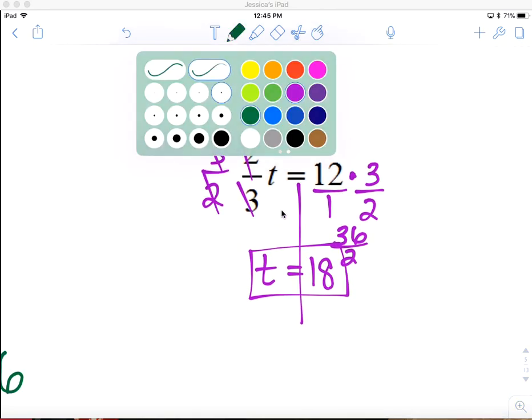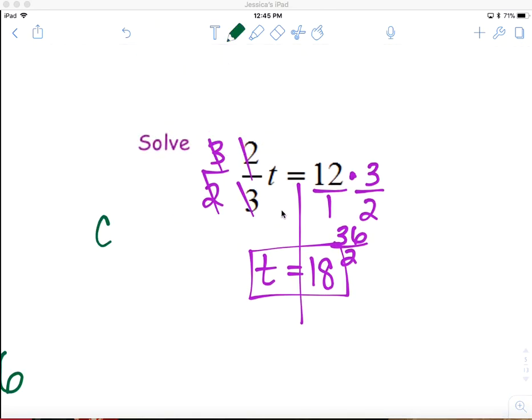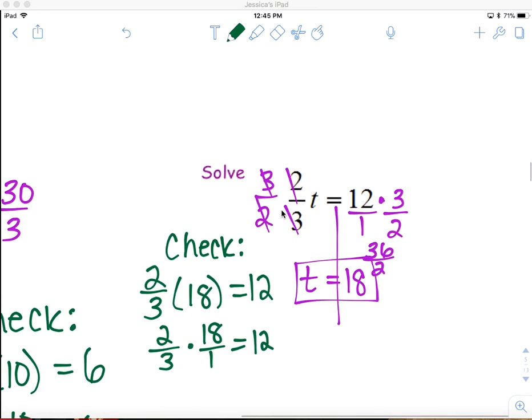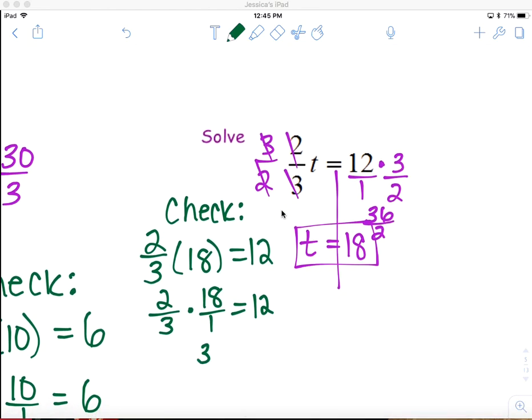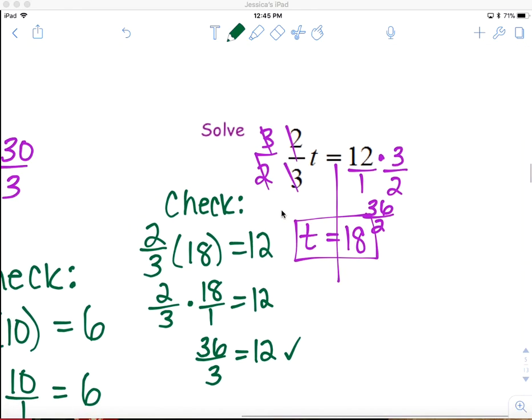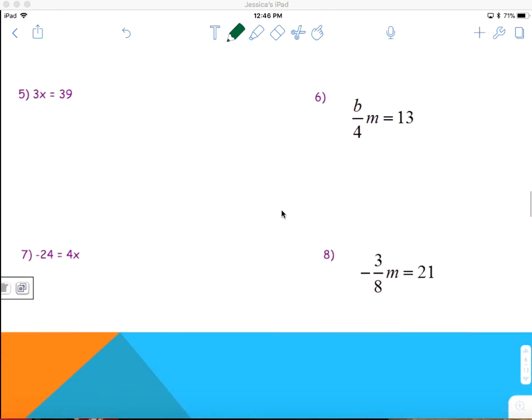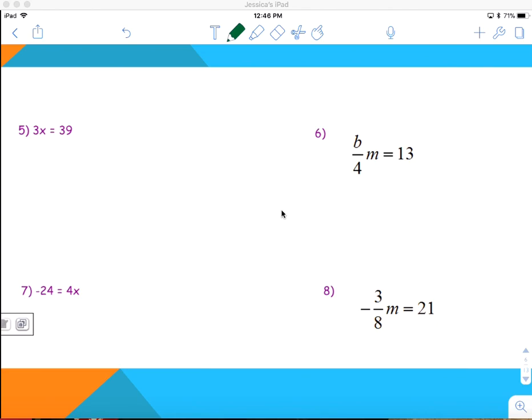To check this, I'm going to plug in 18. 2/3 times 18 equals 12. Well, 18 is the same thing as 18 over 1. 18 times 2 is 36, and 36 over 3 does equal 12. Go ahead and pause the video, try these 4, and then we'll check.